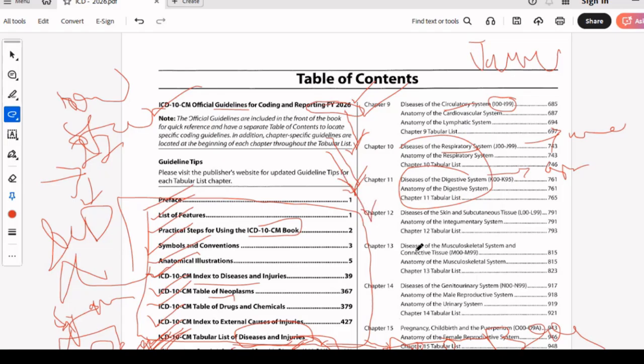And the next one is chapter 12. This chapter 12 is related to skin and subcutaneous tissue, like ulcers, right? And psoriasis, right? These type of conditions will come under this chapter 12. And chapter 13 is related to musculoskeletal system related disorders, like fractures, osteoporosis, osteopenia, right? All these conditions will come under musculoskeletal system.